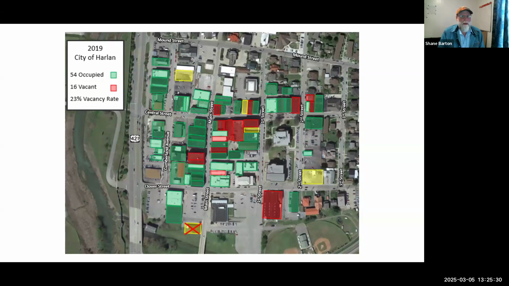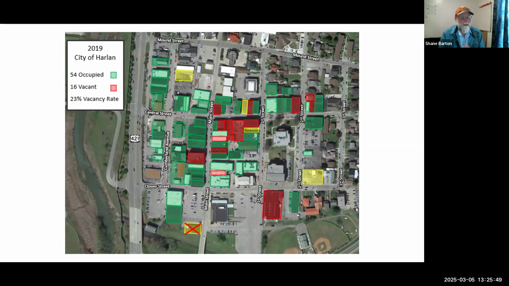Now, anecdotally, if you ask anyone in town, they would tell you that 80% of downtown was vacant. But what they actually found was that it was kind of the opposite. That frankly, just over 20% of the buildings were vacant, which is still 1 in 5. That's still a fairly high number, right?